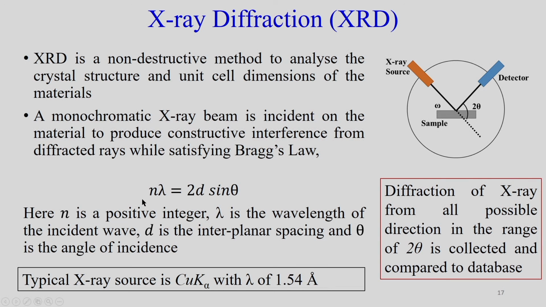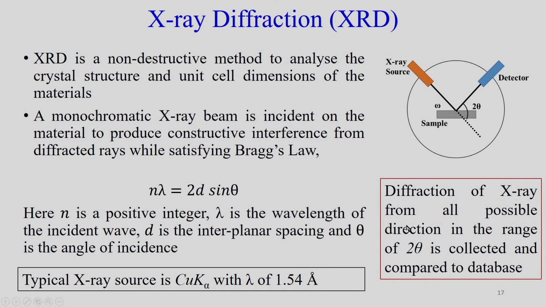So, here n is a positive integer, lambda is the wavelength of the incident wave, d is the interplanar spacing of the sample, and theta is the angle of incidence of that light source. So, typically for X-ray, the source is copper K alpha and the wavelength is about 1.54 angstrom. So, here what we are seeing is we have an X-ray source and a detector to monitor and record its diffraction.